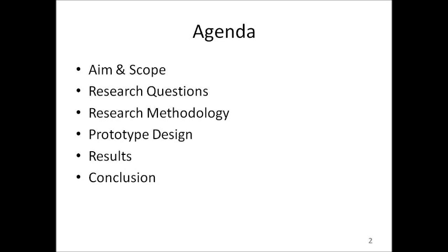The first agenda item is the aim and scope of our research. Then we will see the research questions which we put forward. Then we will see the methodology we followed for our research. Then we will see some screen snapshots of our prototype design. Then we will discuss the research, and finally we will see the conclusions which we draw from our results.